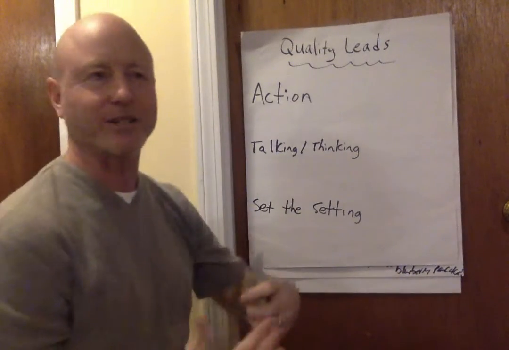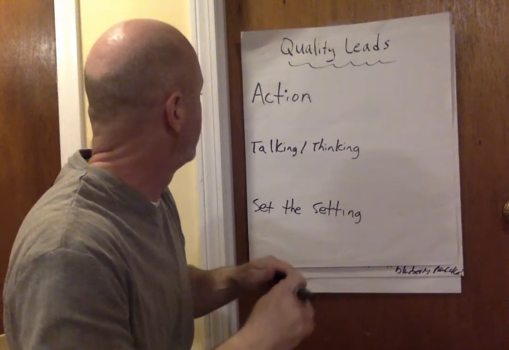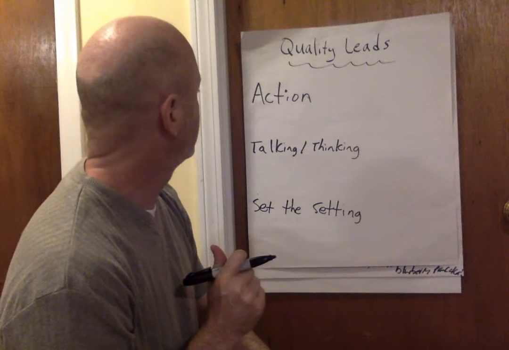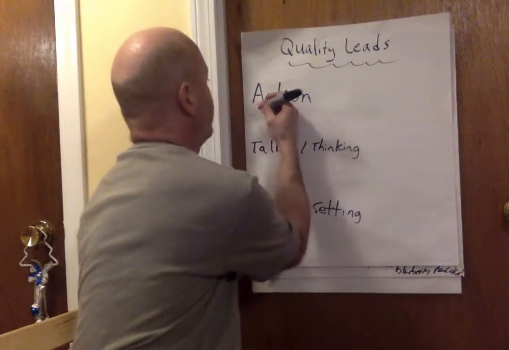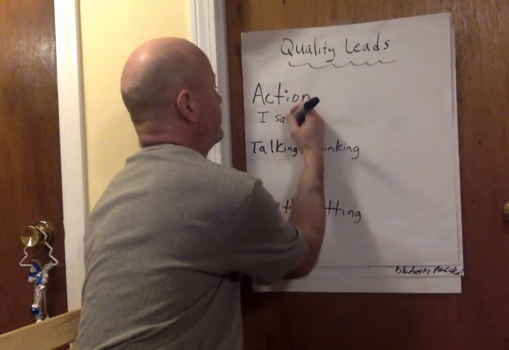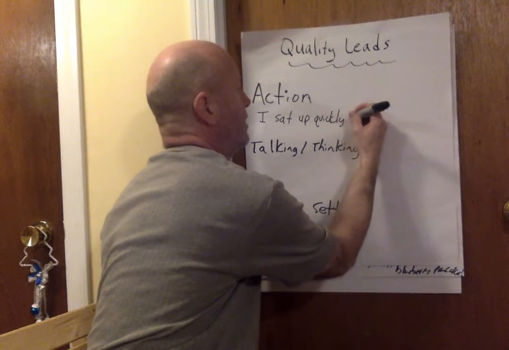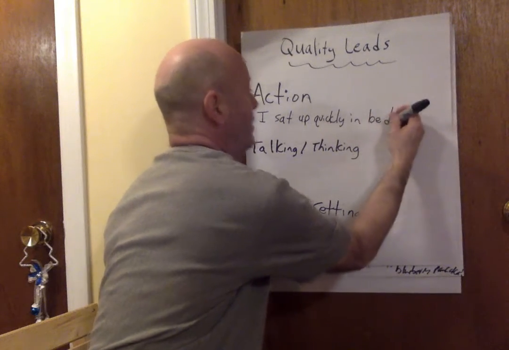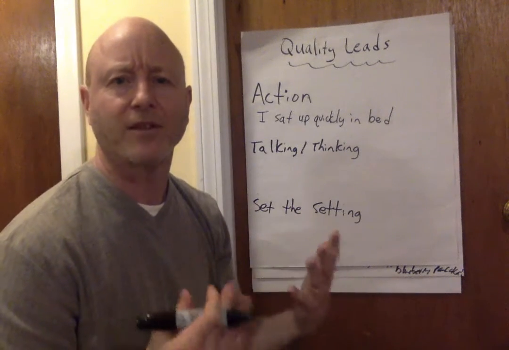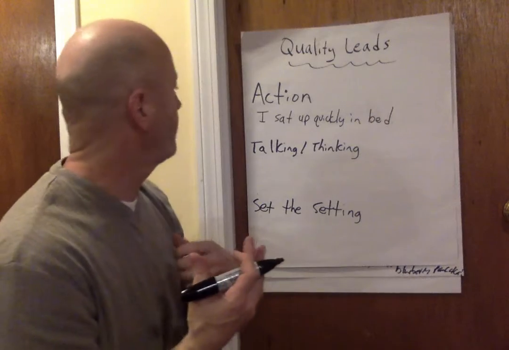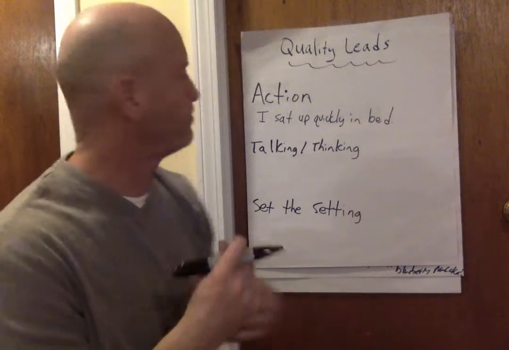All right. So an action, lying in bed, is not really a great action. So what could I change that to? How about, I sat up quickly in bed. That's a little bit better, right? Now the reader is asking themselves, well, why? Did something happen? What caused me to sit up quickly in bed?